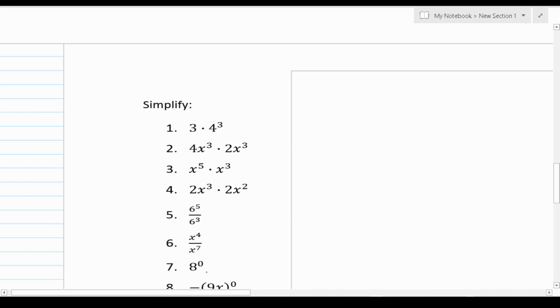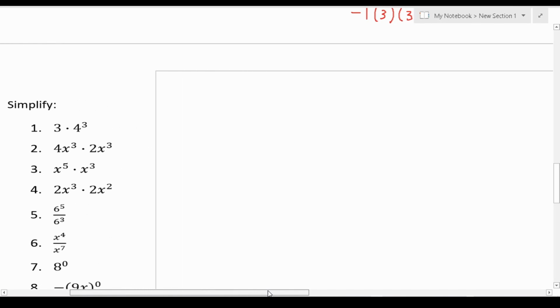So number 1, and I'm going to use my blank sheet of paper off to the side to do the work. For number 1, we have 3 times 4 to the third. Again, you might be tempted to use the product rule, but the product rule only applies when the bases are the same. So we can't add the exponents. We can't do that.